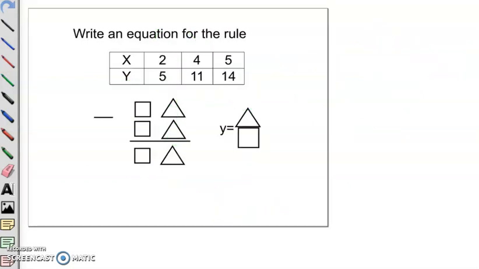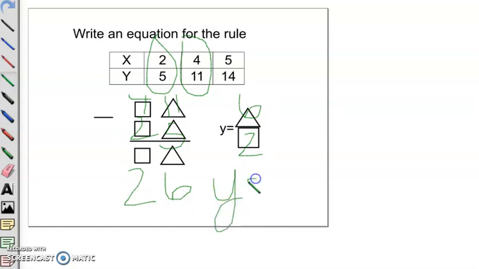Okay, so we now have this table, and I'm going to use this 4 and 11, and I'm going to use the 2 and 5. All right, and so I'm doing 11 minus 5, which is 6, and 4 minus 2, which is 2. So I'm going to get 6 over 2, which simplifies to 3. So it's going to be y equals 3x. Well, let's try it. 3 times 2 is 6, but I need 5. I'm going to subtract 1.